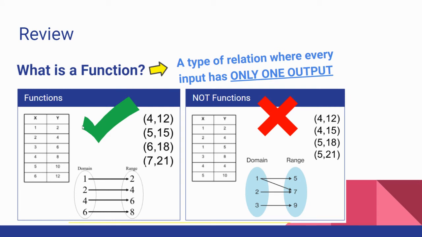What's a function? The ones on the left are functions. The ones on the right are not functions, because every input has only one output on the left side. On the right side, that's not true. There are inputs with multiple outputs. That's what makes the difference between a function or not.